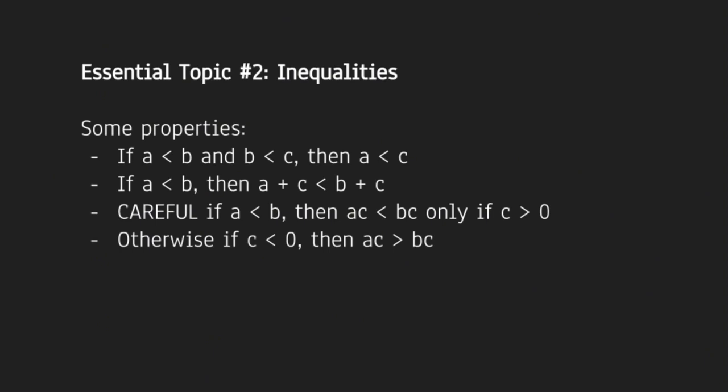But if a is less than b, then ac is less than bc only if c is greater than 0. So we have to be careful here. Otherwise, if c is less than 0, then ac is greater than bc.